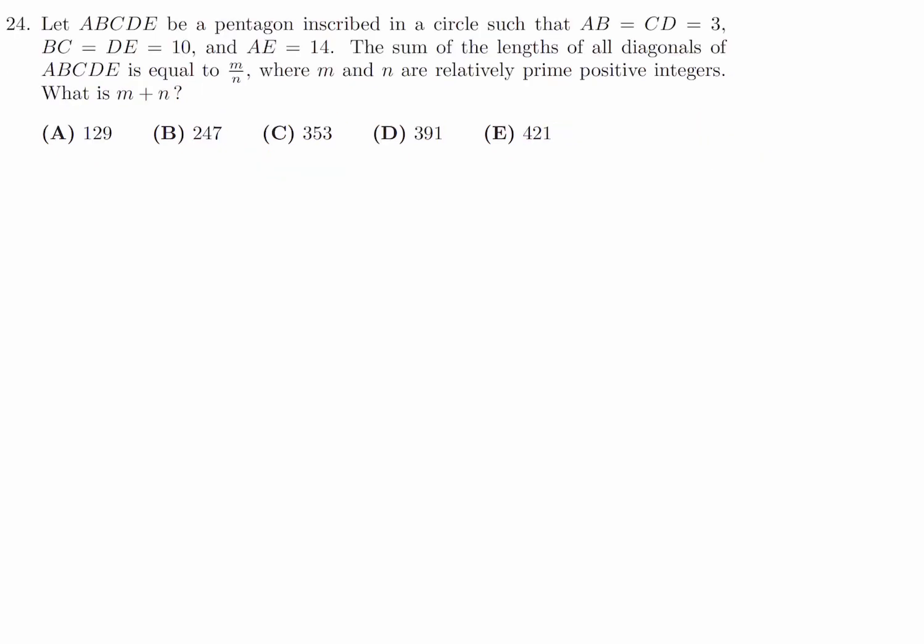Let A, B, C, D, E be a pentagon inscribed in a circle such that AB is equal to CD is equal to 3, BC is equal to DE is equal to 10, and AE is 14. The sum of the lengths of all diagonals of ABCDE is equal to m over n, where m and n are relatively prime positive integers. What is m plus n?